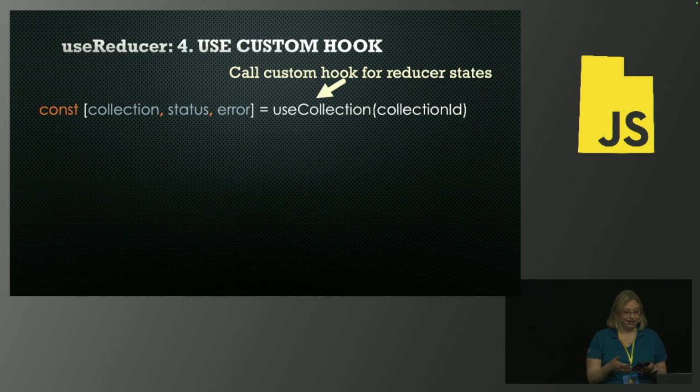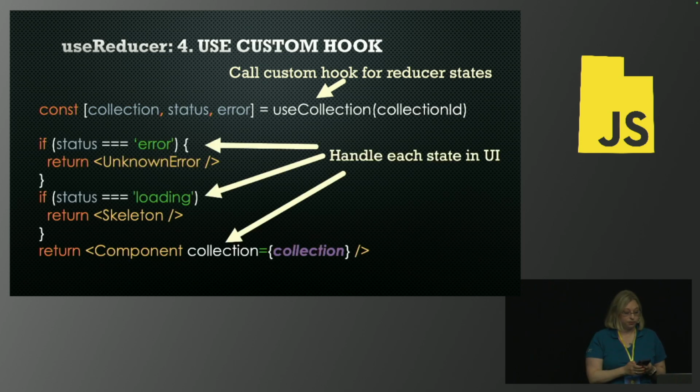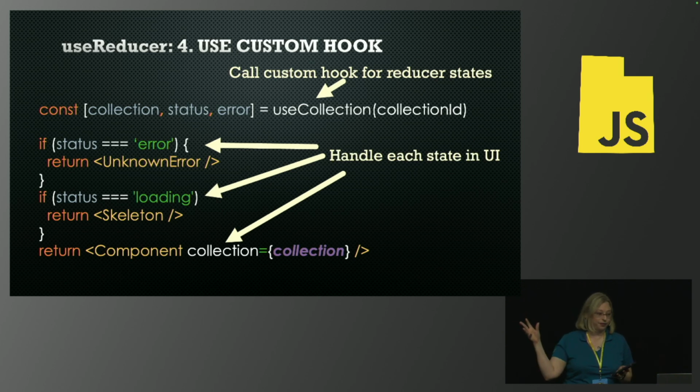We've written an API. Call your custom hook for your reducer state with the data you need, and then the collection status and error will always update as needed. And when the collection ID changes, we can redo it, right? So our UI component really is able to focus on the UI. We return the error, we return loading UI, and we return the happy path UI, right?